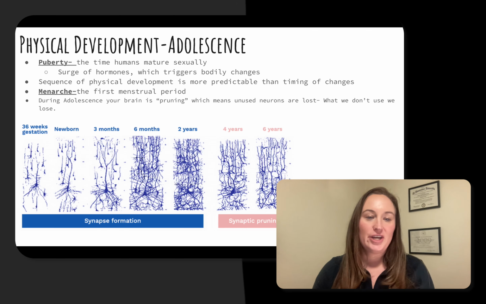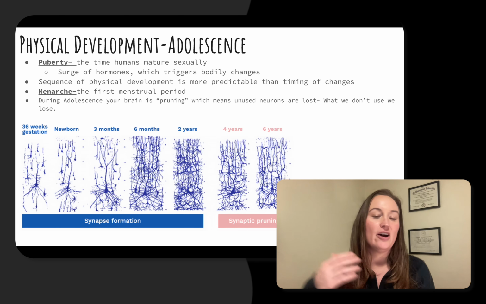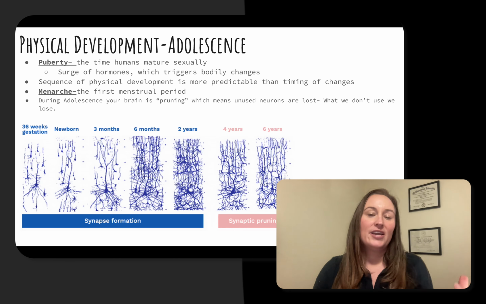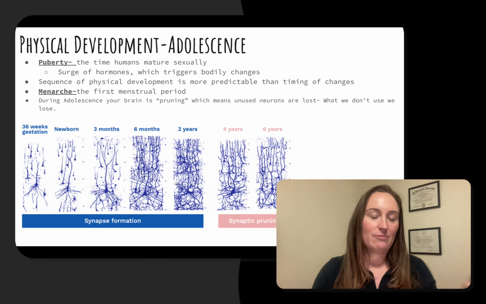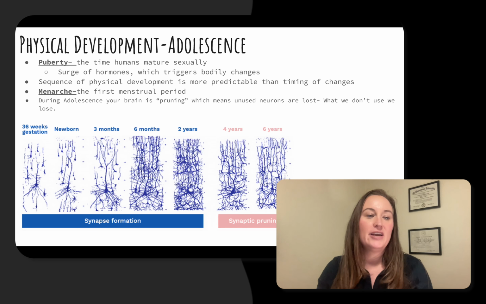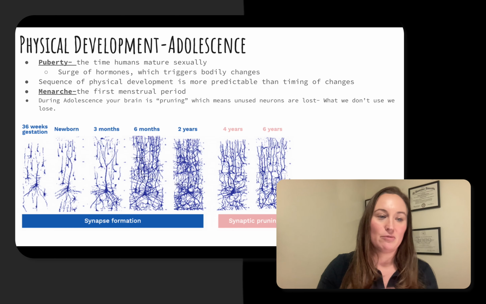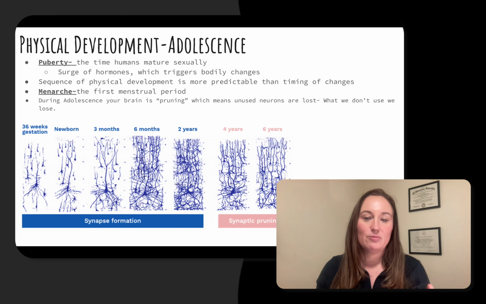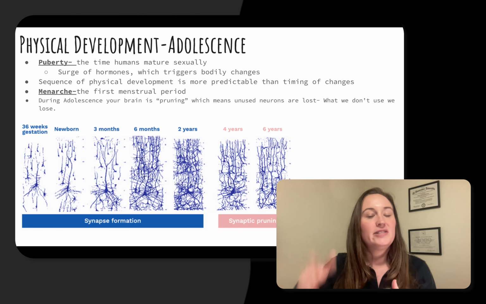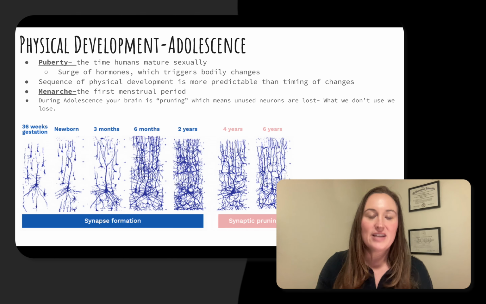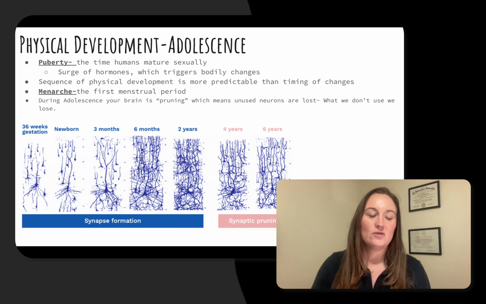So hormones are changing and it's triggering bodily changes, and it's a sequence, again, of physical developments. Remember, just like our newborns and our young babies had that fine motor and gross motor development timeline, there is a series of things that's going to happen when puberty hits, right? And it's predictable. The sequence of things is more predictable than the exact time. It can happen as early as 9 years old, as late as 16 years old.